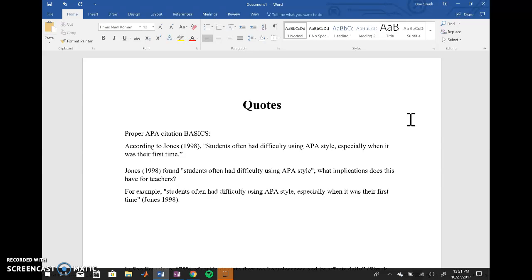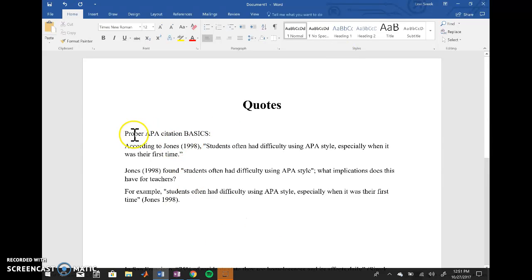I'm sure you may have heard it in your previous classes in high school or throughout your life, whatever it may be, but the OWL at Purdue is a great website to reference for any citation questions or formatting like headers, running headers, anything like that. So in the email that I will be sending out, I will include that link for you guys to reference, so just be aware of that.